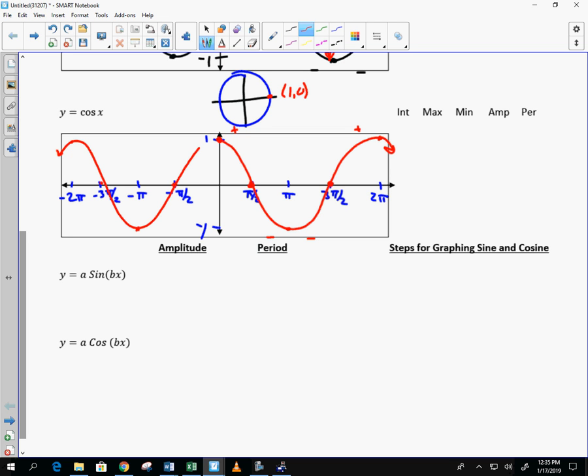Does it look similar to your sine graph? It's a wave. It's just shifted pi over 2 units horizontally. They are the same graphs otherwise.